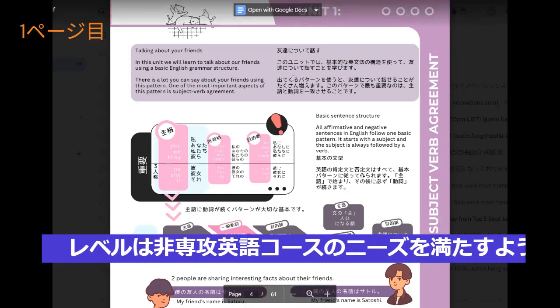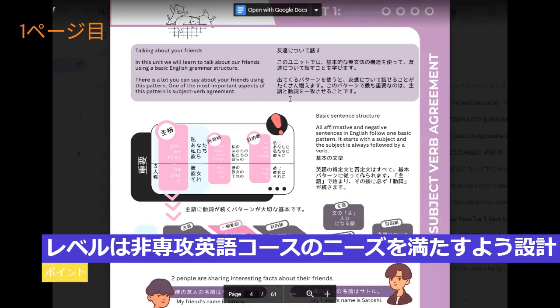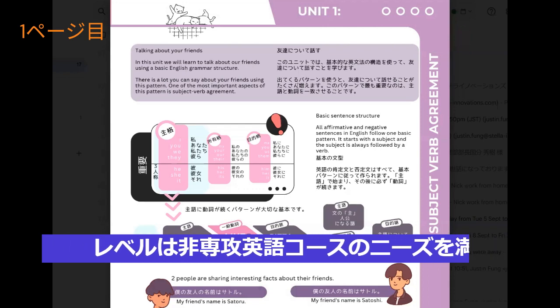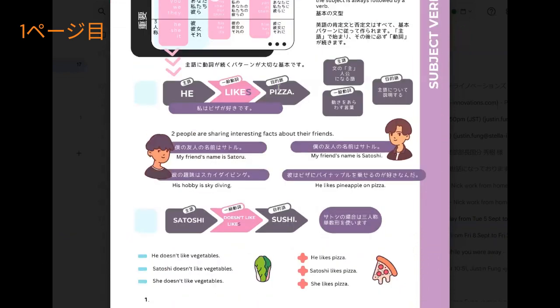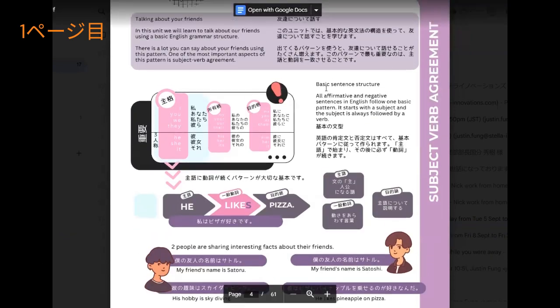Okay, the first page is usually a grammar explanation. We have provided a detailed explanation in both English and Japanese for the student and the teacher to go through together. This is part of your lecture.